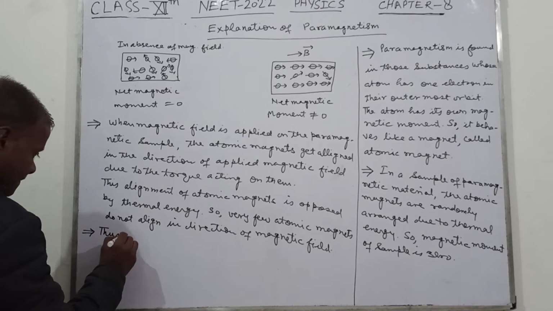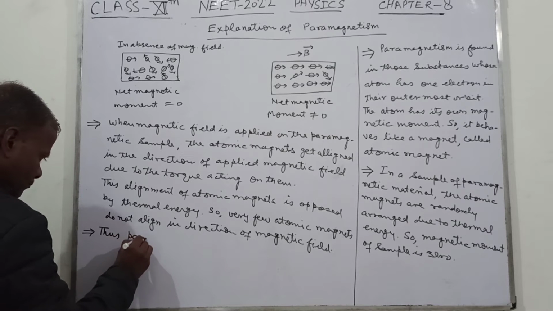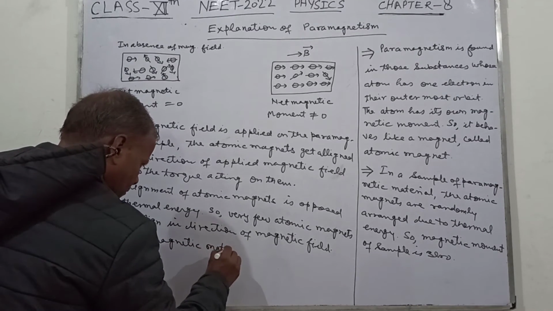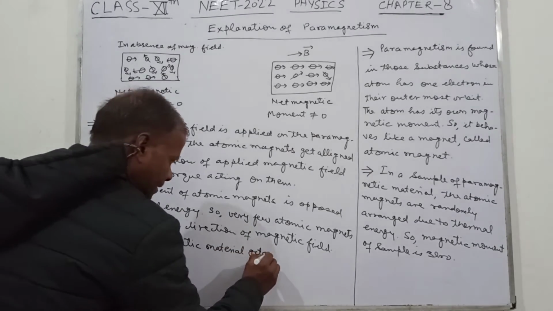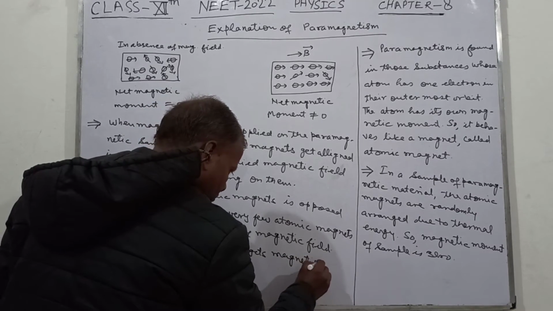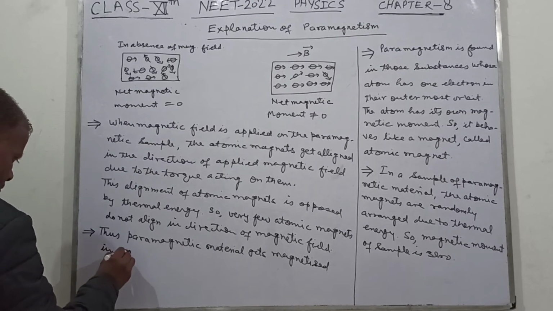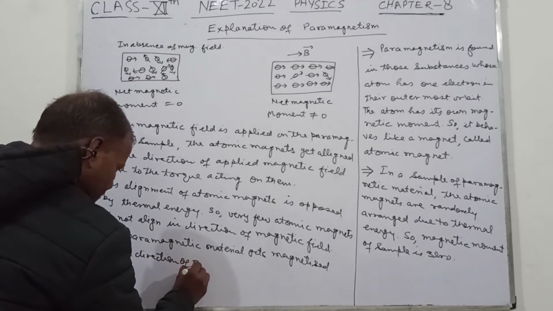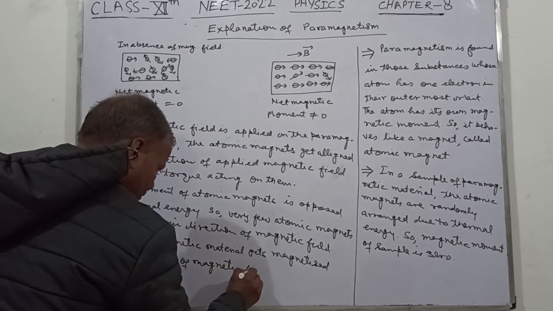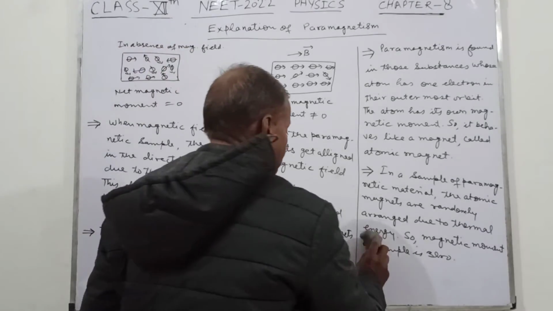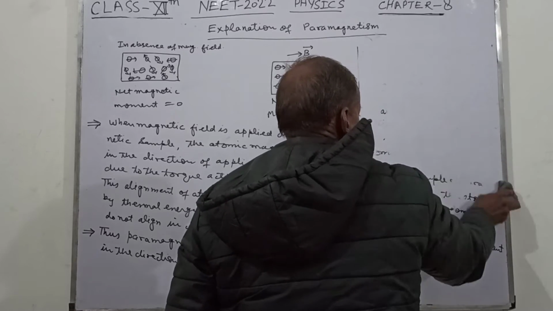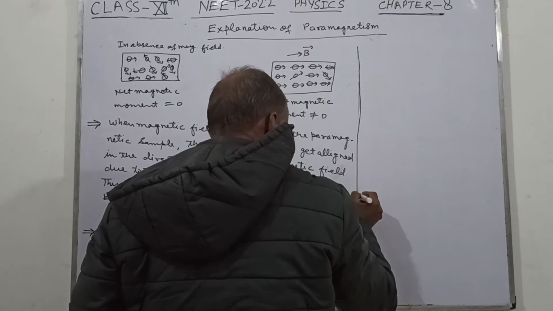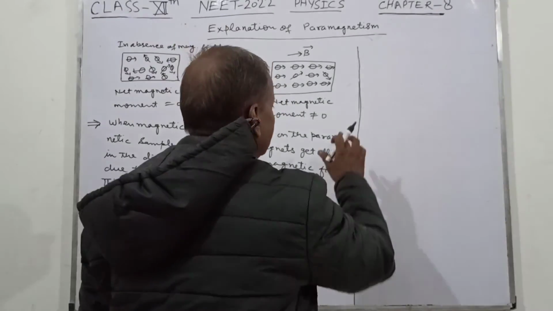Thus, paramagnetic material gets magnetized in the direction of magnetic field.